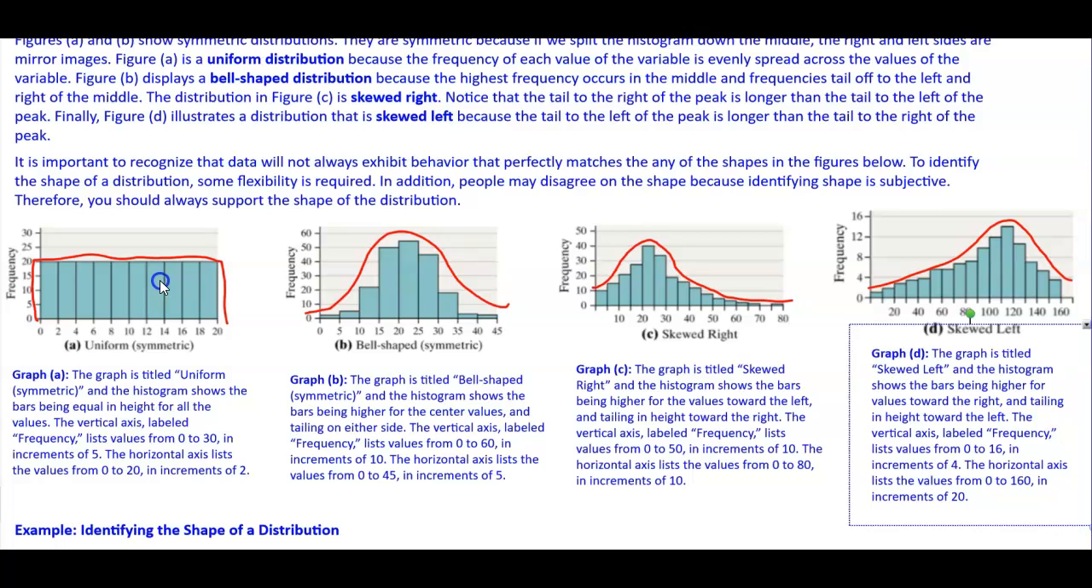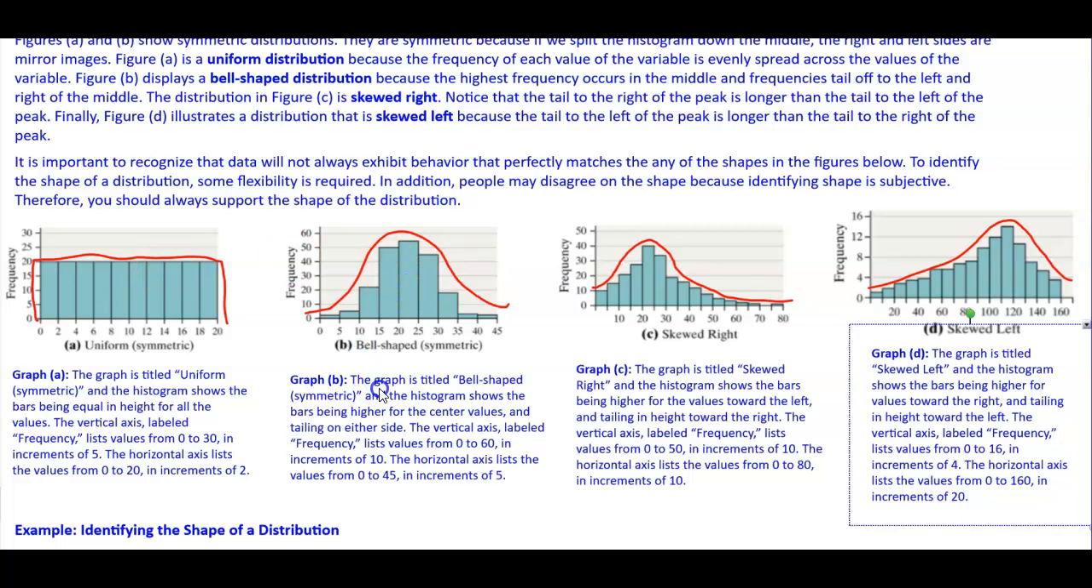Let's go ahead and review A again. The graph is titled uniform, symmetric, and the histogram shows the bars being equal in height for all the values. The vertical axis is labeled frequency and lists values from 0 to 30 in increments of 5. And the horizontal axis lists the values from 0 to 20 in increments of 2. It's important to recognize each one of these figures.